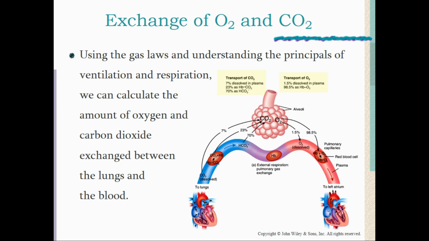Using the gas laws and understanding the principles of ventilation and respiration, we can calculate the amount of oxygen and carbon dioxide exchanged between the lungs and the blood. And you can see in this diagram, it tells you how much. In the blood, about 98.5% of all of the oxygen absorbed is going to be attached to hemoglobin. The remaining 1.5% of what we absorb into our blood is going to be in plasma. And then that blood will go out to the tissues and drop off the oxygen, pick up CO2, and then it is released as CO2 in the lungs.